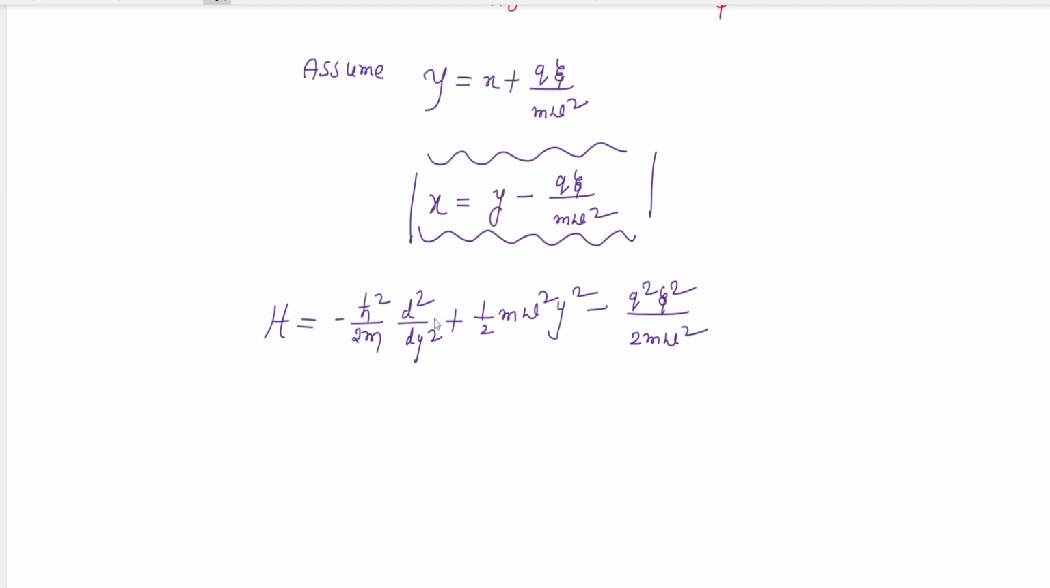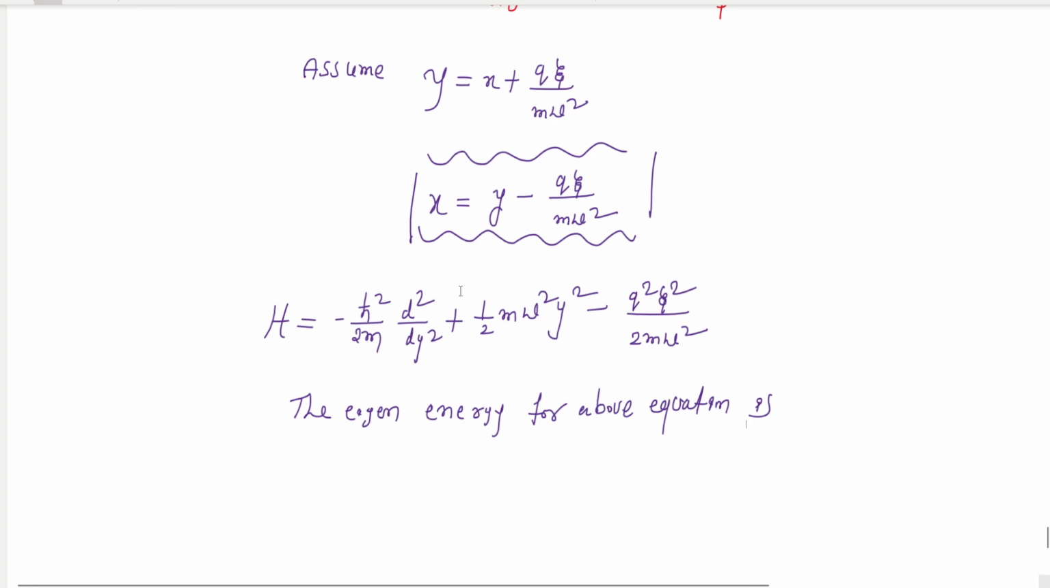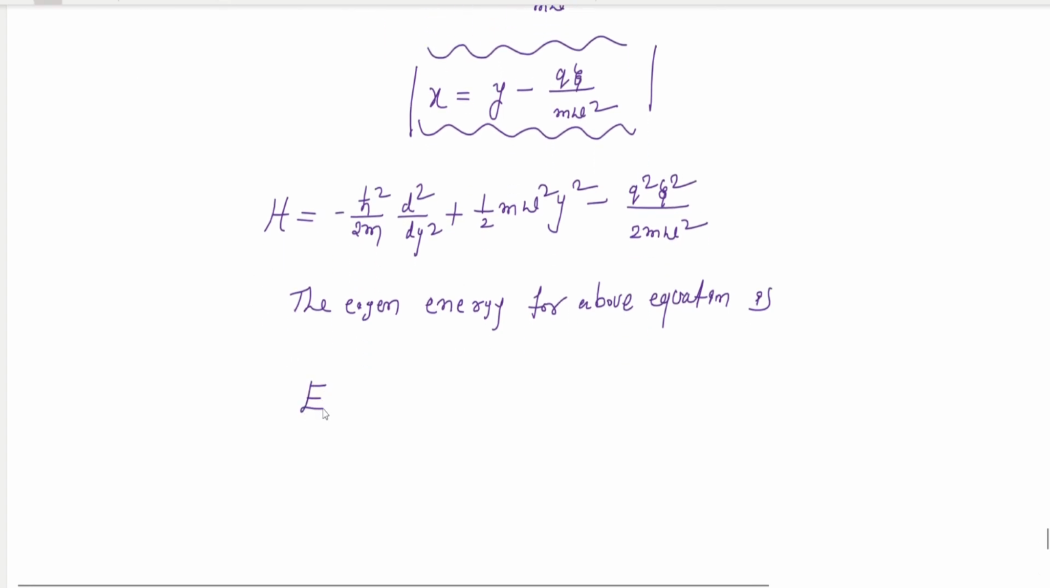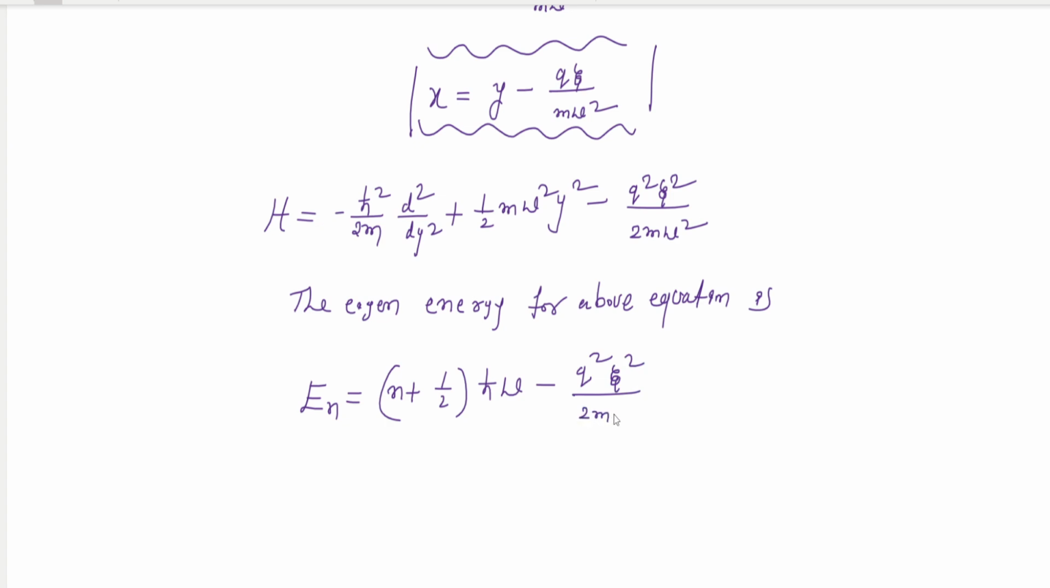So the eigenvalue of this Hamiltonian is the energy eigenvalue for the above equation. So this is the first object, right? So the energy En equals (n + 1/2) h cross omega minus q square e square divided by 2m omega square.